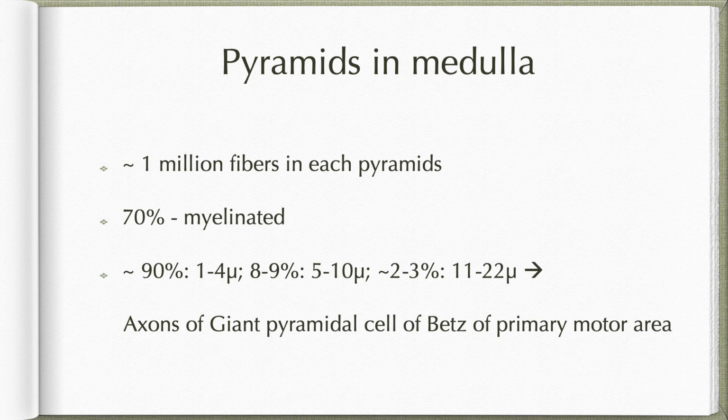So each pyramid contains about 1 million fibers. 70% are myelinated. 90% of the fibers are about 1 to 4 microns in diameter. 8 to 9% have 5 to 10 micron diameter, whereas about 2 to 3% of fibers have 11 to 22 micron diameter, and these are the axons of giant pyramidal cells of Betz, which are located in the primary motor area.